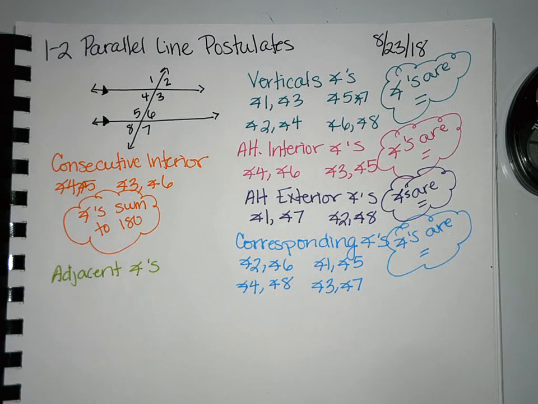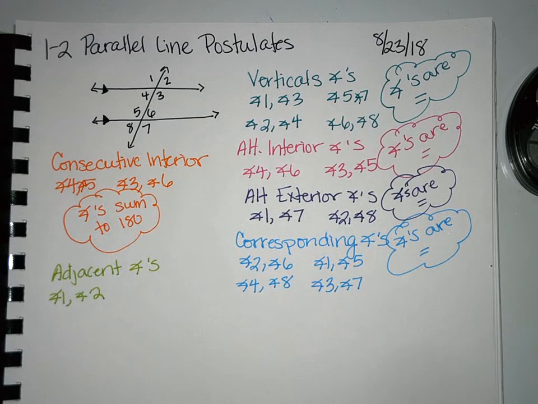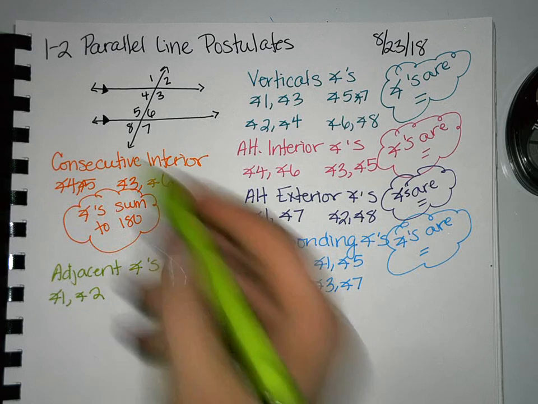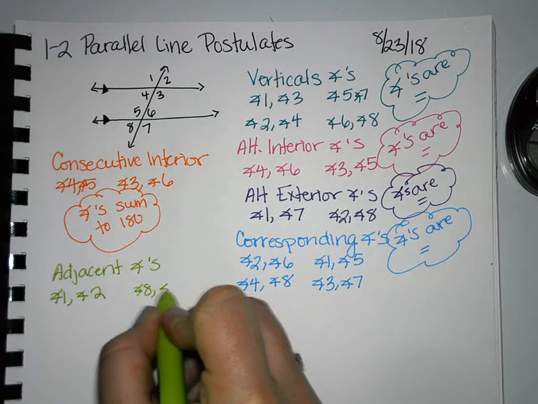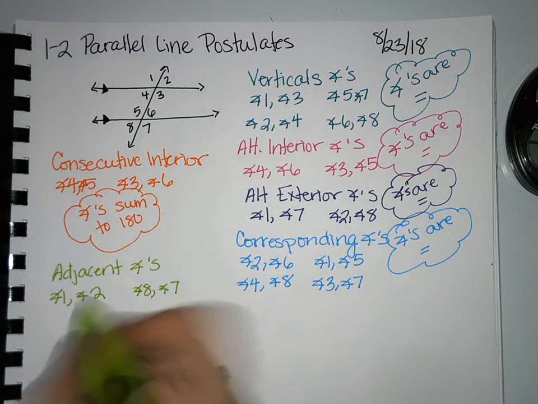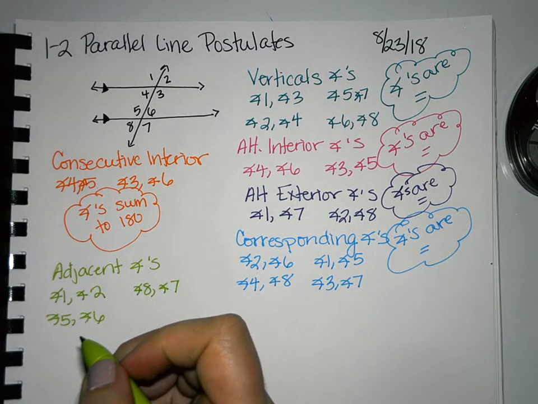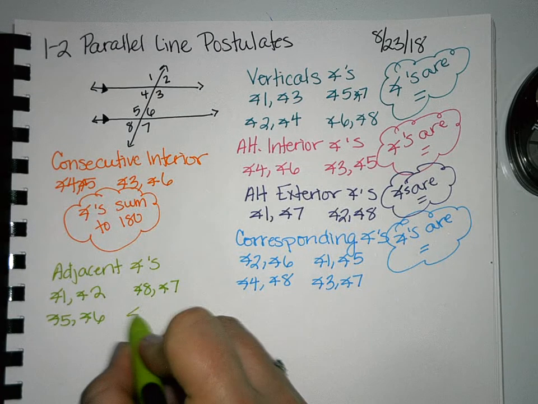So let's see. Justice, can you give me one pair of adjacent angles? 1 and 2. Okay. Samantha, can you give me a second pair of adjacent angles? 8 and 7. Daynuna, can you give me another pair? 5 and 6. Marcellus. 4 and 3.